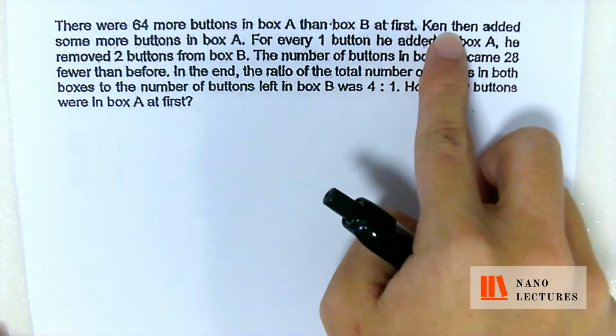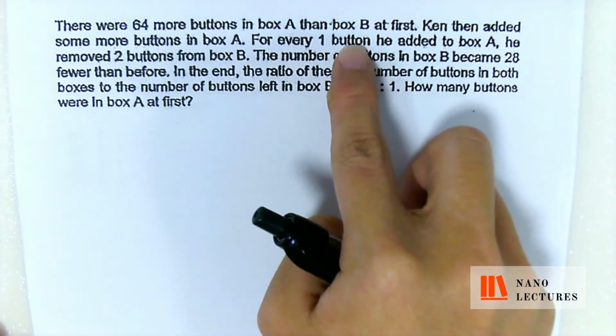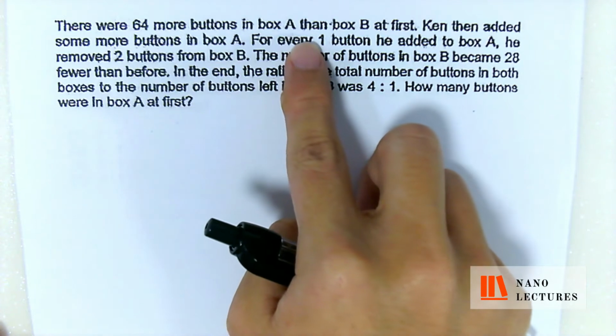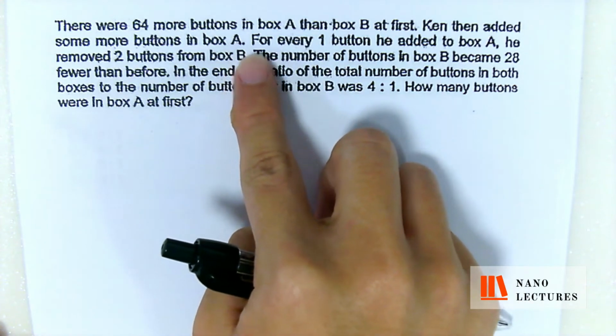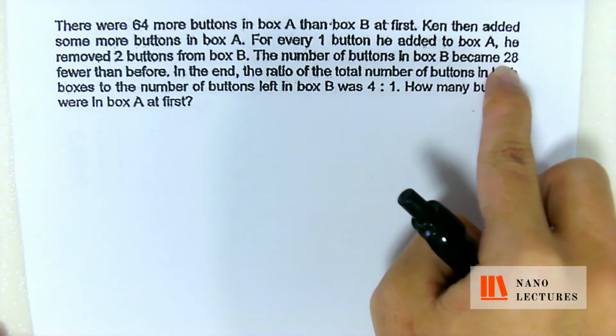They said that Ken then added some more buttons to A. So how did he add? For every one button that he added to A, he will remove 2 from B. So A will become more, B will become less. They said that the number of buttons in B suddenly became 28 fewer than the original number.